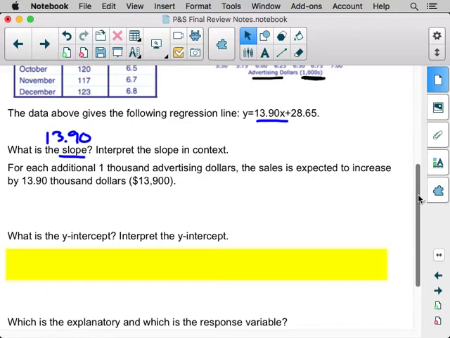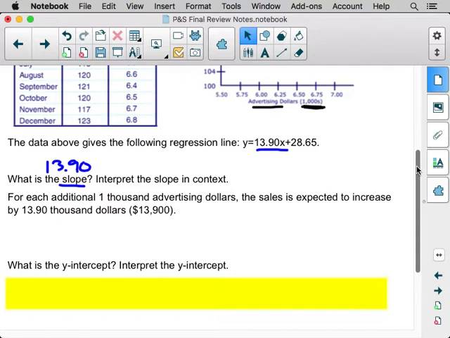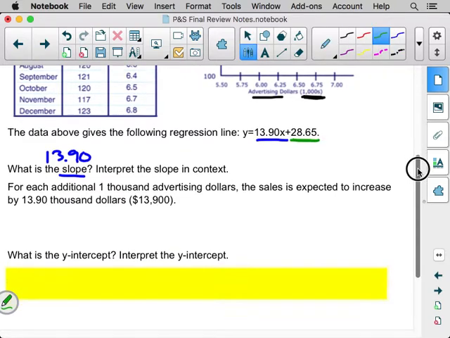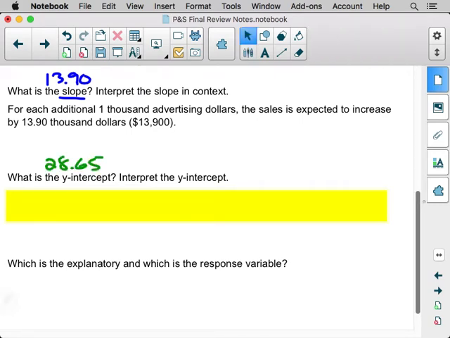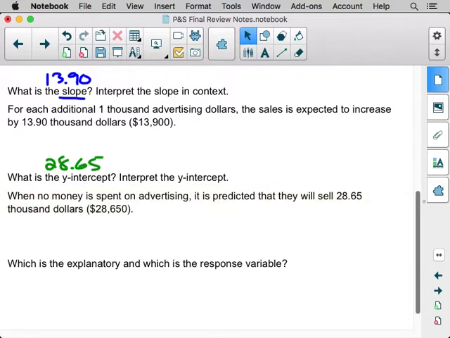And then the y-intercept. The y-intercept is the other value, 28.65. And again, what that is saying is when x is 0, y is predicted to be that 28.65. Okay? So with that, now we can interpret that. Again, we don't want to use x and y, we want to use the advertising dollars and the sales in our explanation, in our interpretation. And then finally, which is explanatory, which is response.